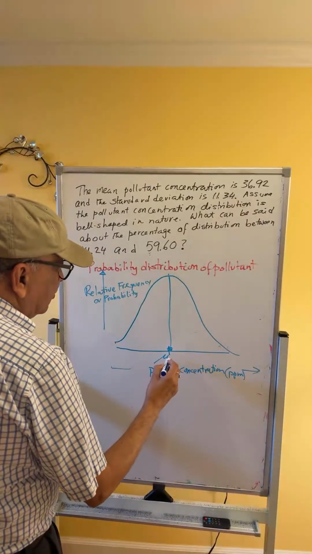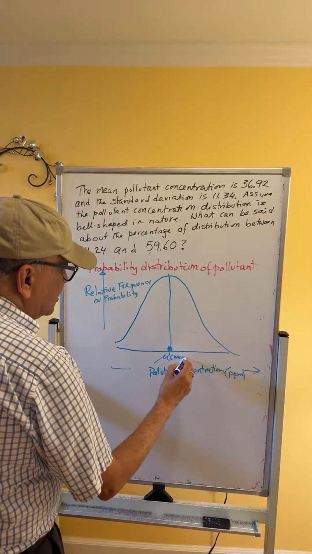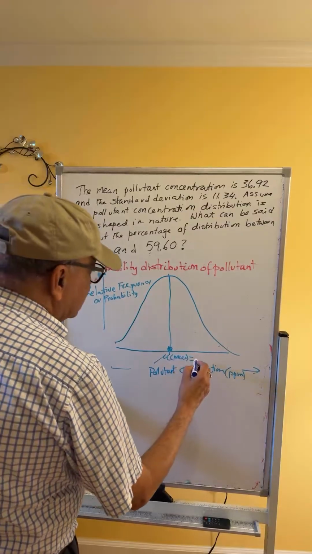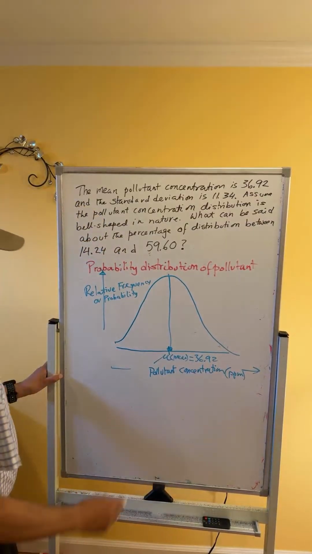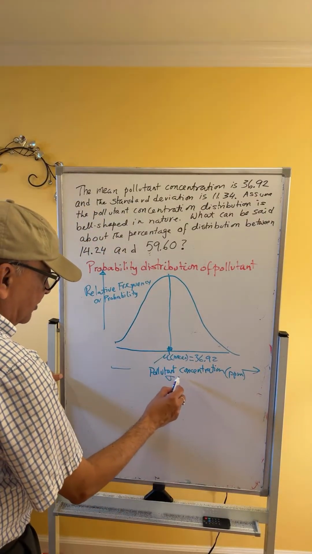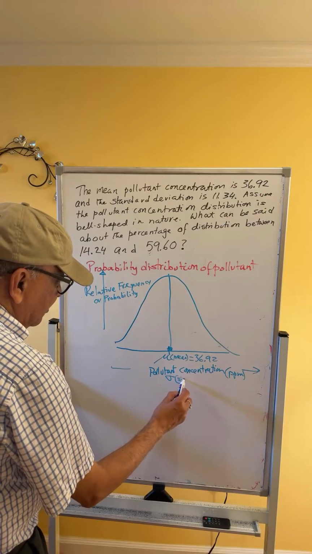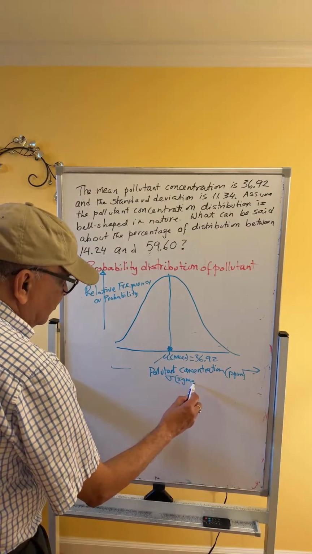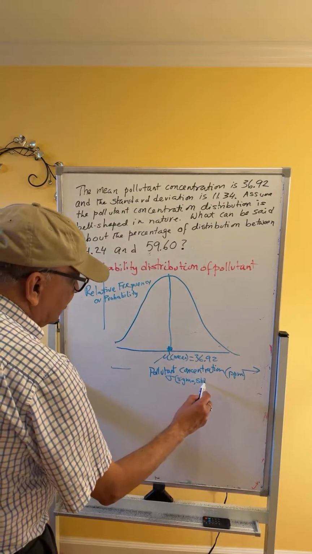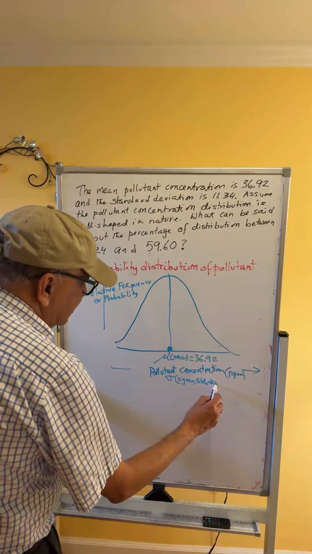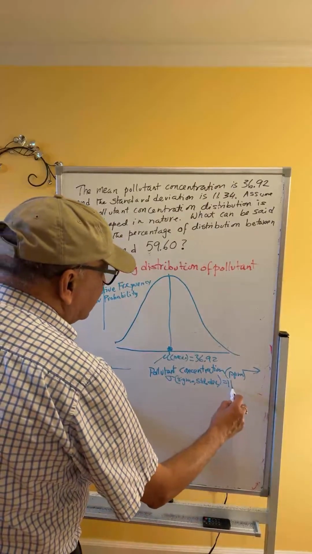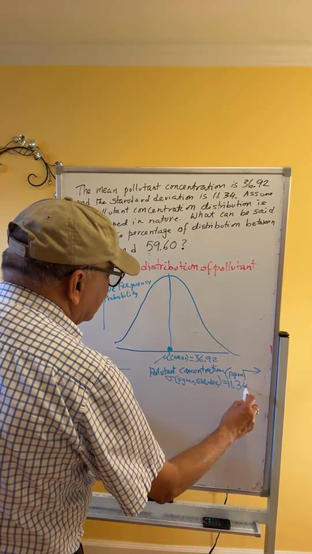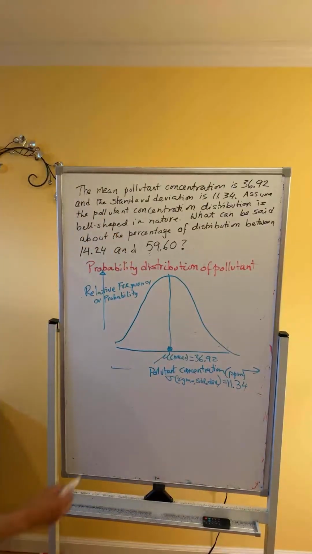Mu is the mean, equal to 36.92, and the standard deviation sigma, the Greek S, STD stands for standard deviation, is given as 11.34. Okay, so that is the information already provided to us.